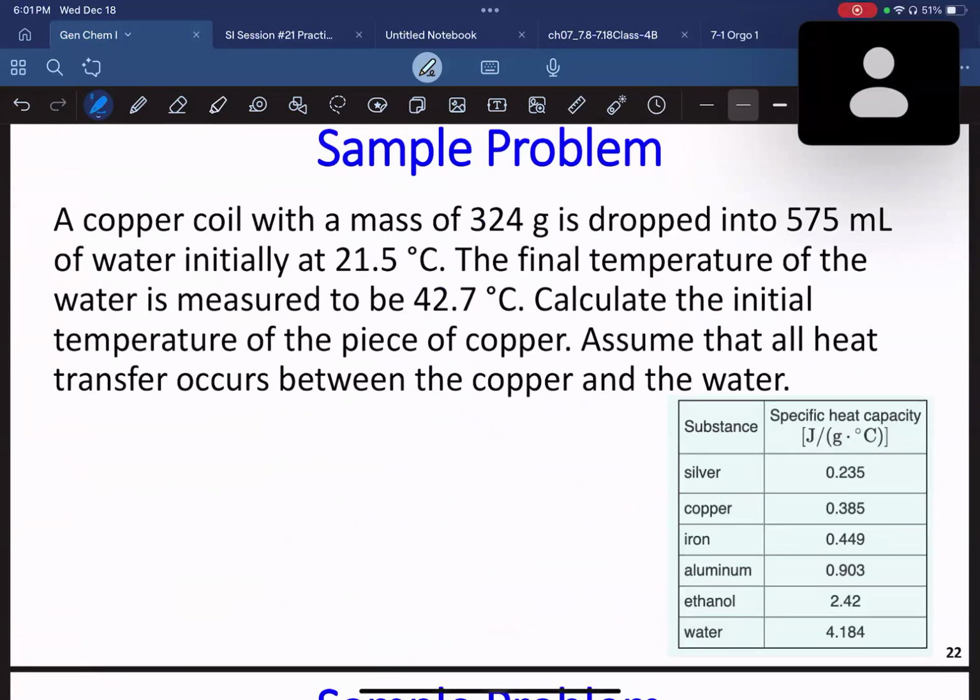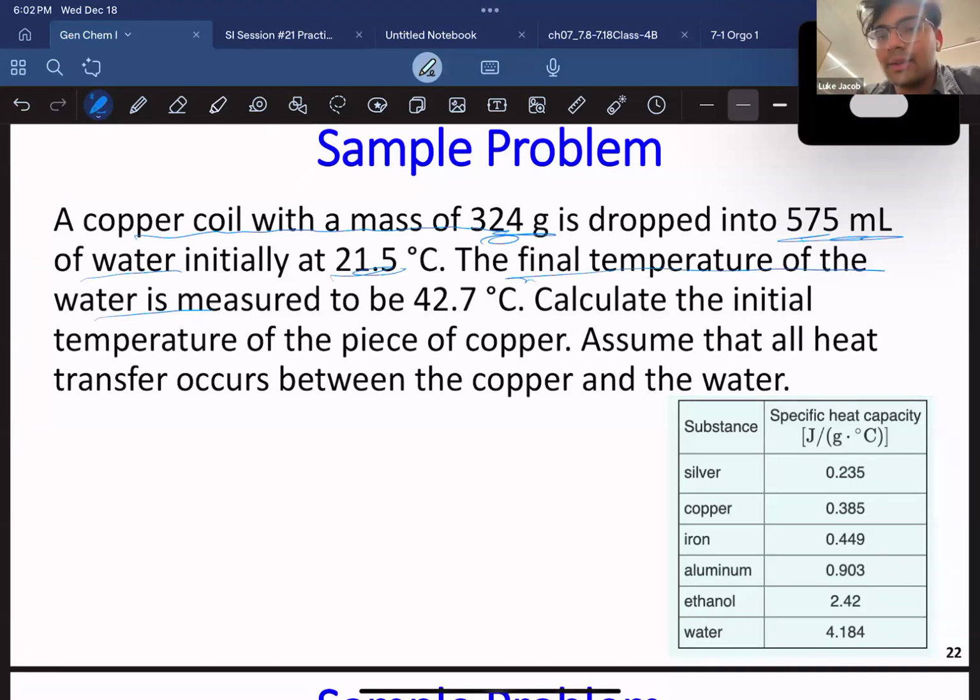Okay. So with this question, we have a copper coil with this amount of mass, and there's 575 milliliters of water, initially at 21.5 degrees Celsius. The final temperature of the water is measured to be 42.7 degrees Celsius. Calculate the initial temperature of the piece of copper. Assume that all heat transfer occurs between the copper and the water.